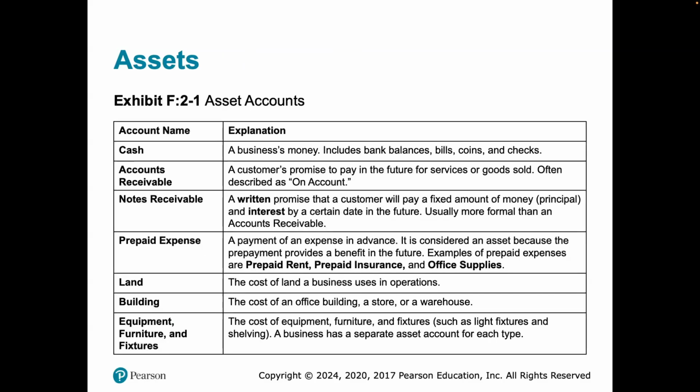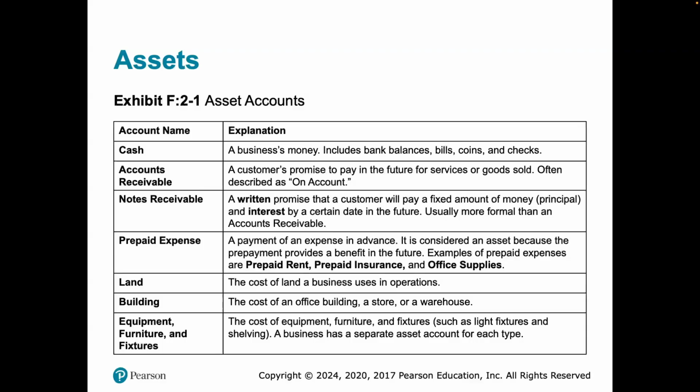And what can be an account? Well, with assets, cash is an account. So a business's money includes bank balances, bills, coins, and checks. When we talk about cash, we're talking about anything liquid, anything that can be converted right then and there. So cash cannot be things like stocks and things like that. That's not cash. It has to be something that we can use to purchase items and to buy things, and it's liquid. It has to have liquidity.